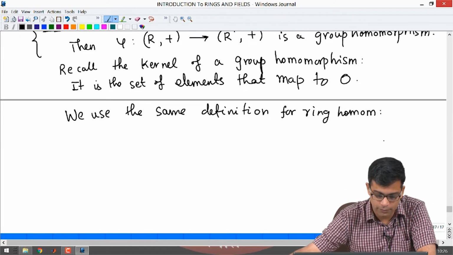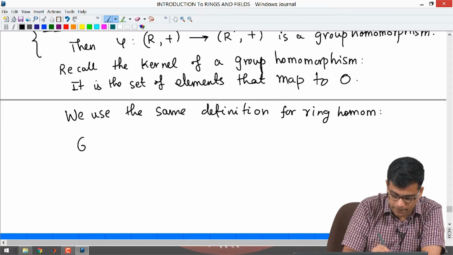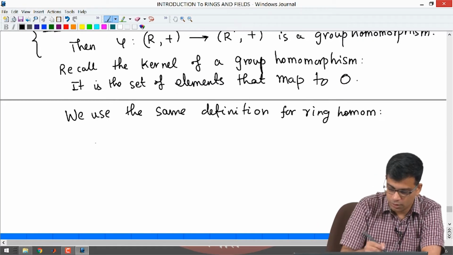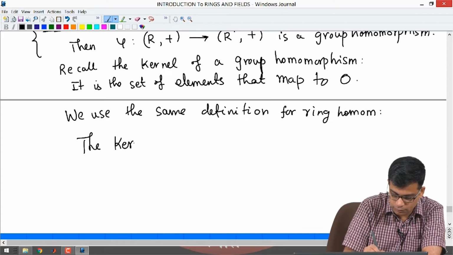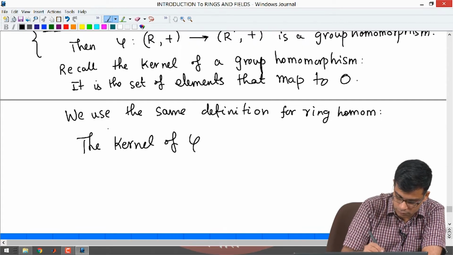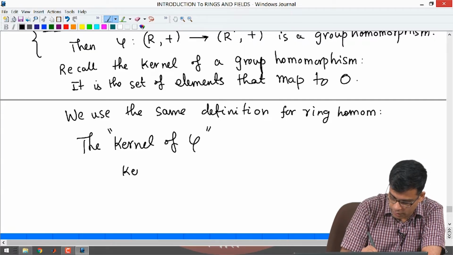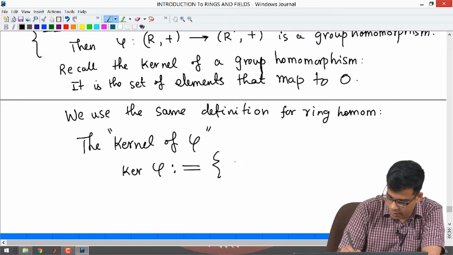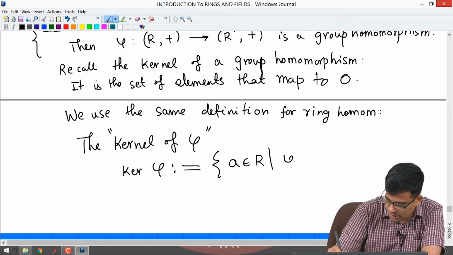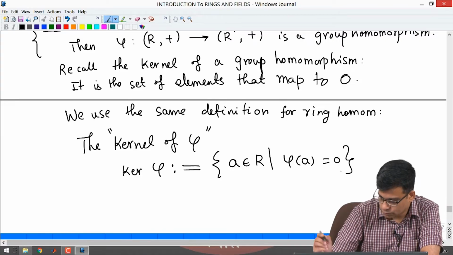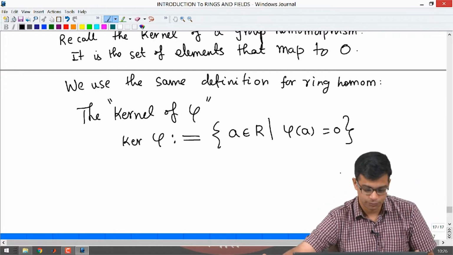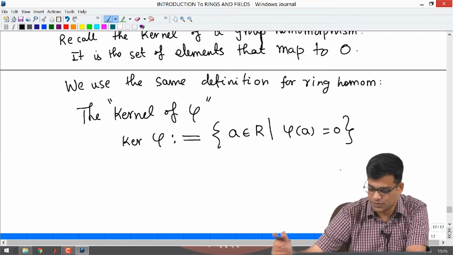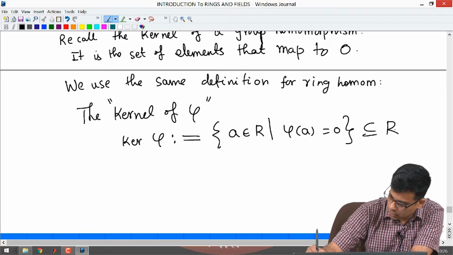So, the kernel of phi, now this is just an aside. Given phi from R to R prime a ring homomorphism, the kernel of phi, which is denoted by ker phi, is by definition the set of all elements a of R so that phi of a is 0. Let us focus a little bit on what kind of subset this is. This is a subset of R.